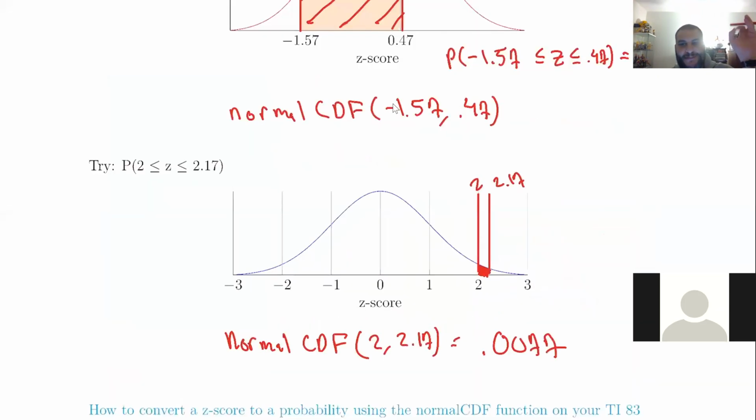All right, but that's it for that. So that's how we're going to find the probability for a z value. And this is going to be helpful a little bit later on. But any questions on how we convert a z value into a probability?